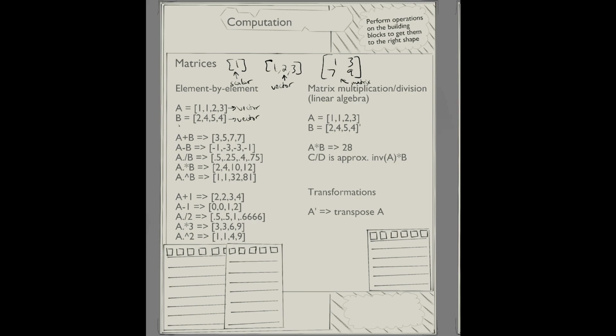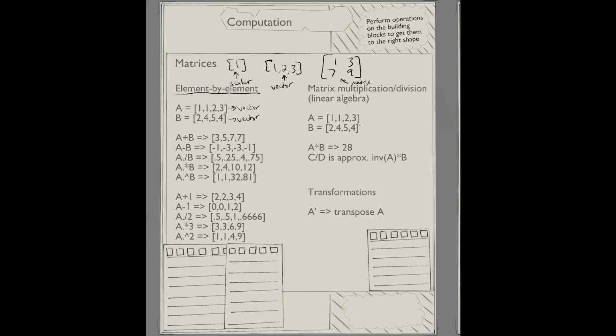You can go check all these. You've got a dot divide. So this is, again, element by element. When you use the dot for multiplication, division, and powers, we'll just do element by element. So it'll be all the elements in A divided by the corresponding elements in B, all the elements in A multiplied by the corresponding elements in B, all the elements in A to the power of the corresponding elements in B. So 1 to the power of 2 is 1, 1 to the power of 4 is 1, 2 to the power of 5 is 32, 3 to the power of 4 is 81.